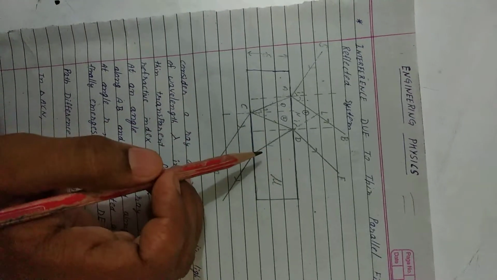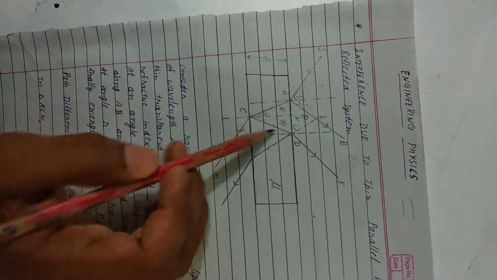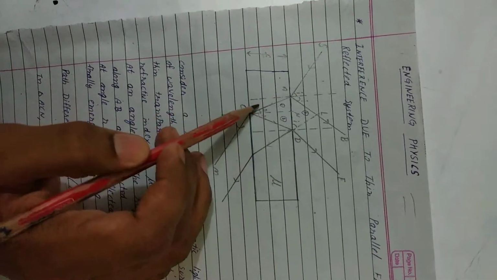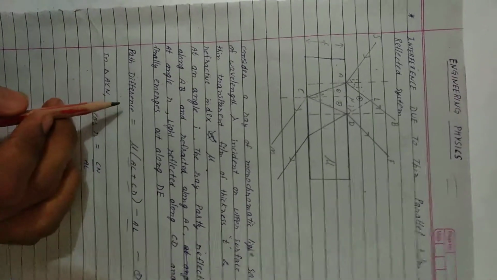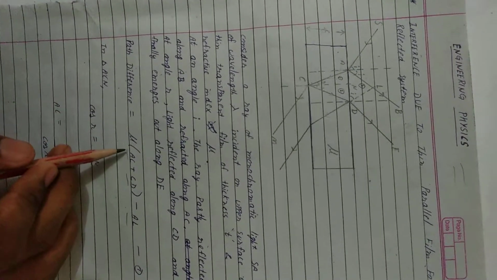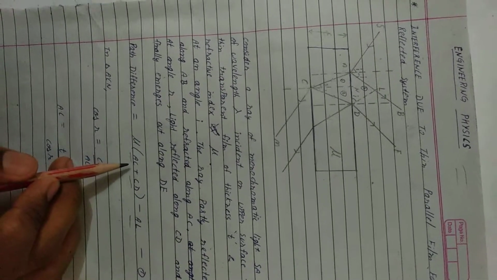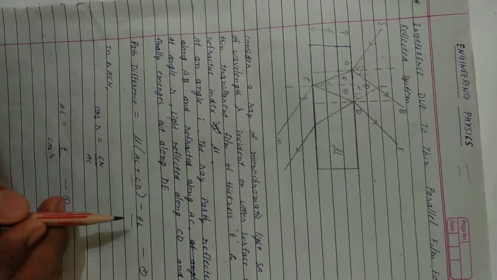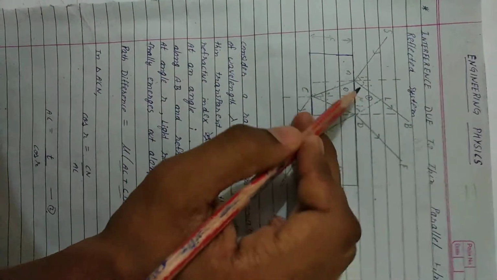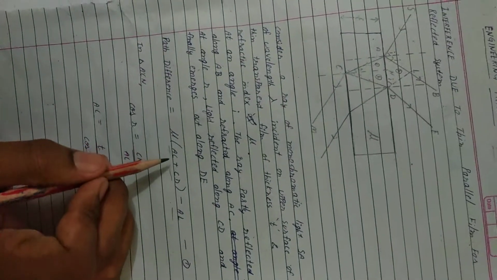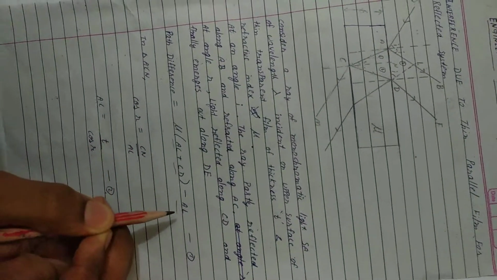As you can see in the diagram, this is the angle of incidence, this is the angle of refraction, and here we have drawn a normal. Now we have to find the path difference. For path difference, our formula is mu, that is the refractive index of the film, into bracket AC plus CD, minus AL. Here you can see AC plus CD minus AL. Now we have to find the values of AC, CD and AL.